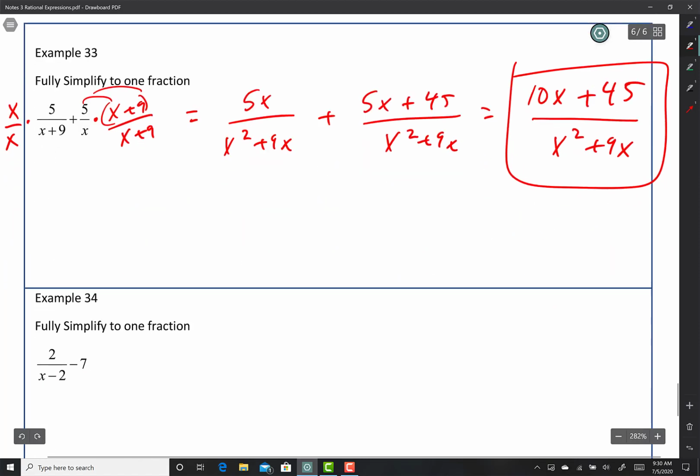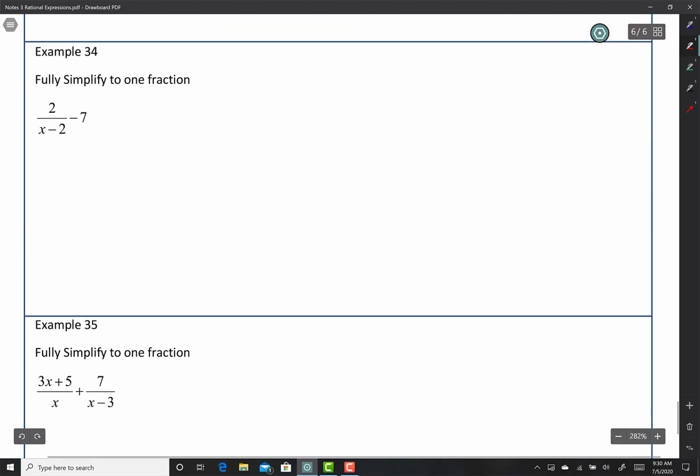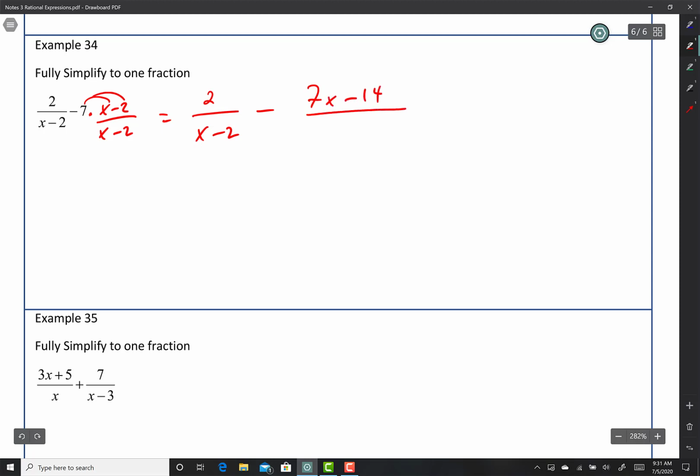All right. If I'm going too fast, just pause it and rewind it. All right, so this one might be tricky to some of you guys. Multiply that 7 here by x minus 2 over x minus 2. So let's see what we got. 2 over x minus 2 minus, so there's that minus, 7x minus 14 over x minus 2.